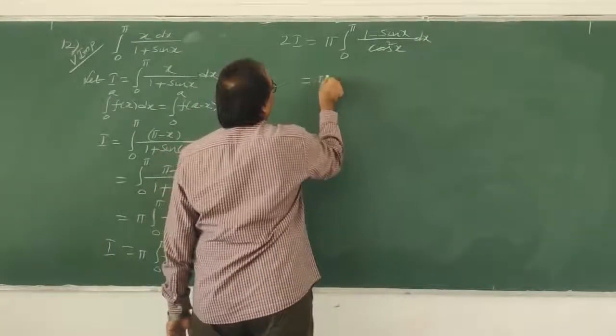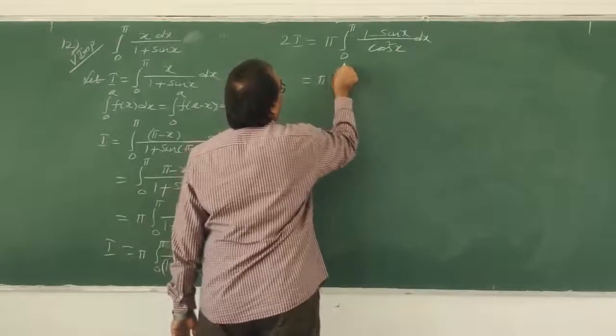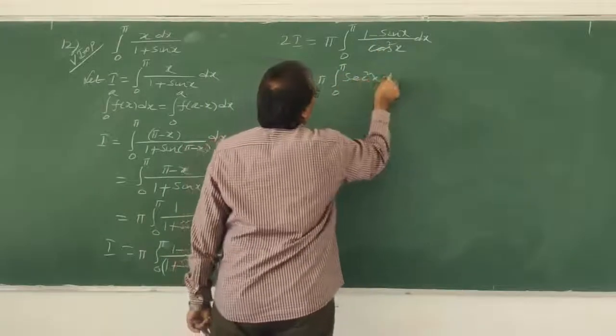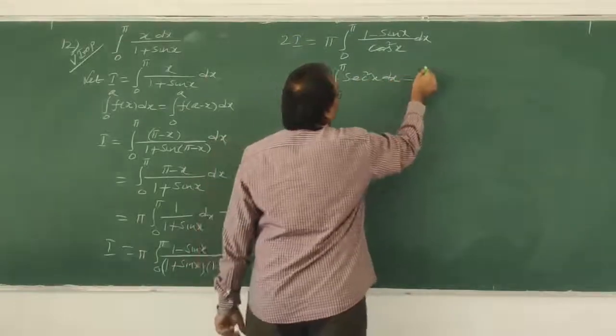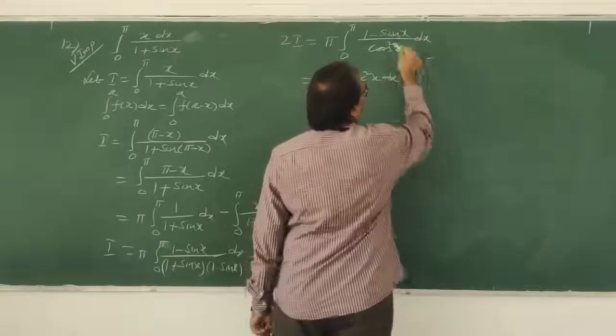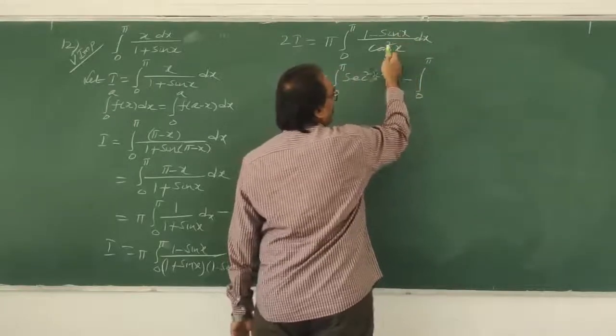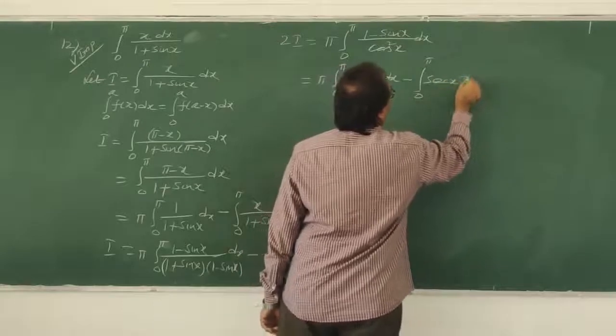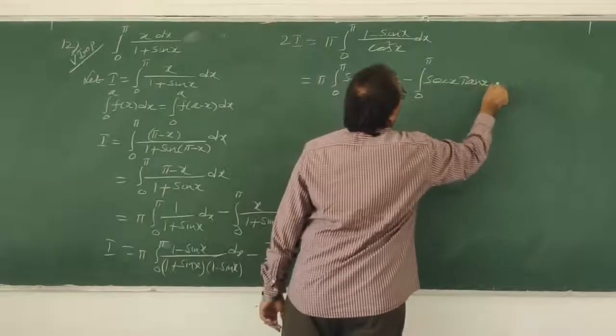Now once again, if you separate it inside only, 1 by cos square x is secant square x dx, minus the integral from 0 to pi of sin x by cos square x. Sin x by one cos x is tan x, and 1 by another cos x is secant x. So secant x tan x dx. So this is how you got it.